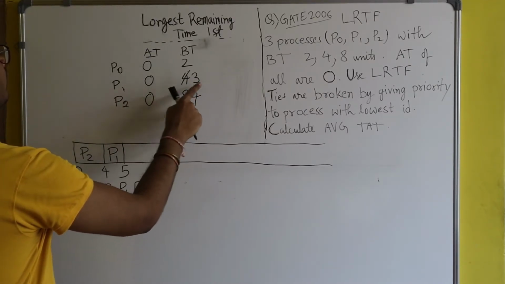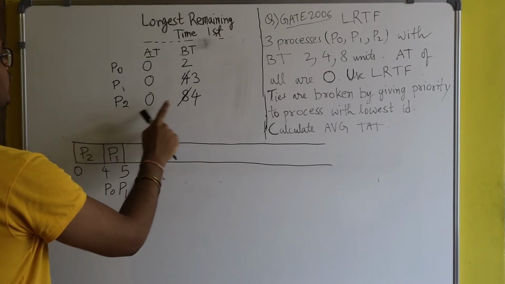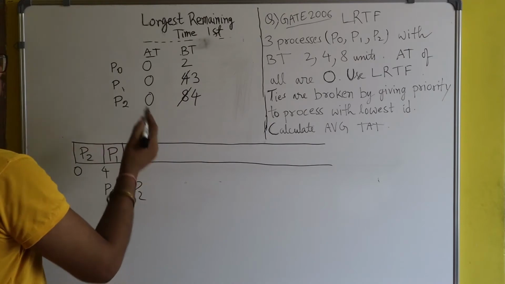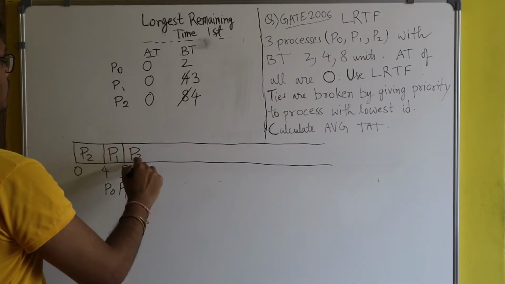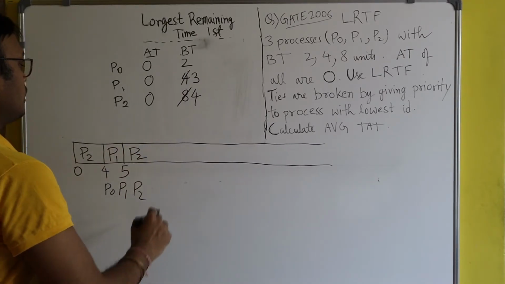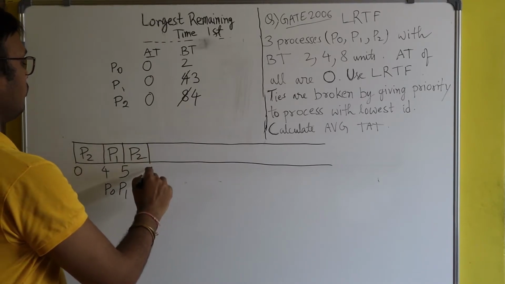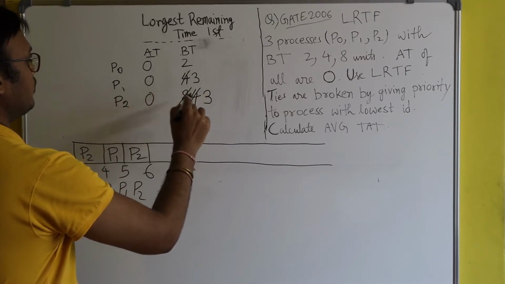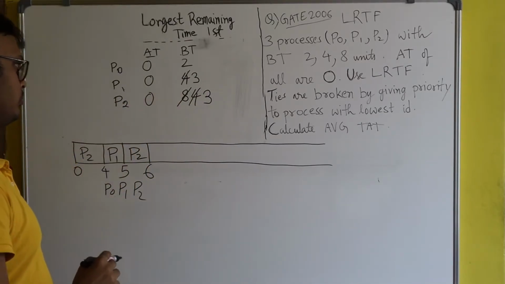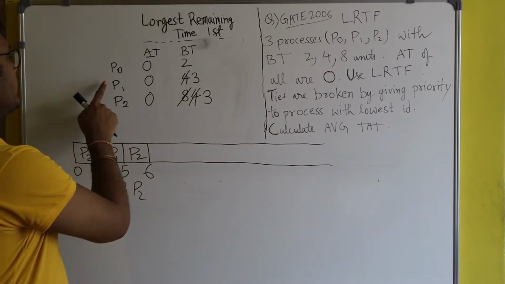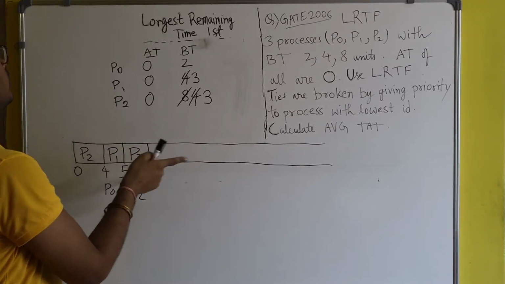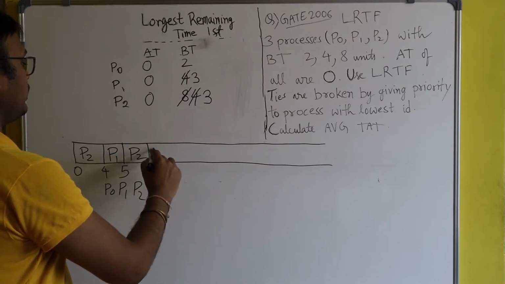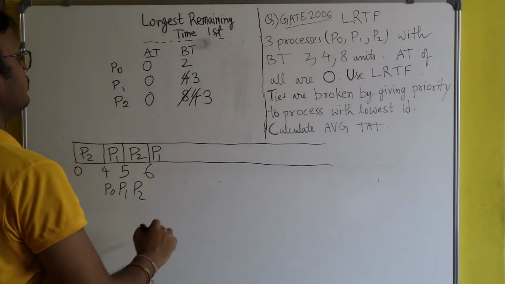Since 3 units are remaining for P1, now process P2 again has the largest burst time, so CPU will again be given to process P2. P2 will run for 1 unit, 5 to 6, so 3 units will remain for P2. Now again there is a tie between P1 and P2, so CPU will be given to process P1 because it has the lower process ID. So again I will write P1.